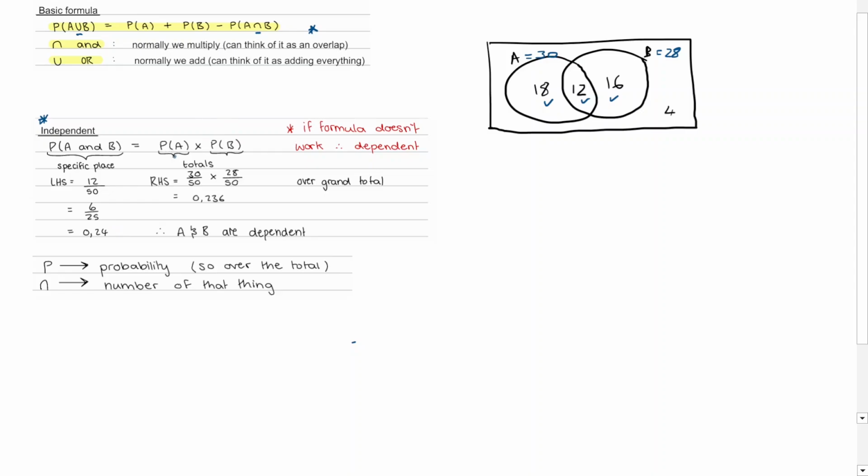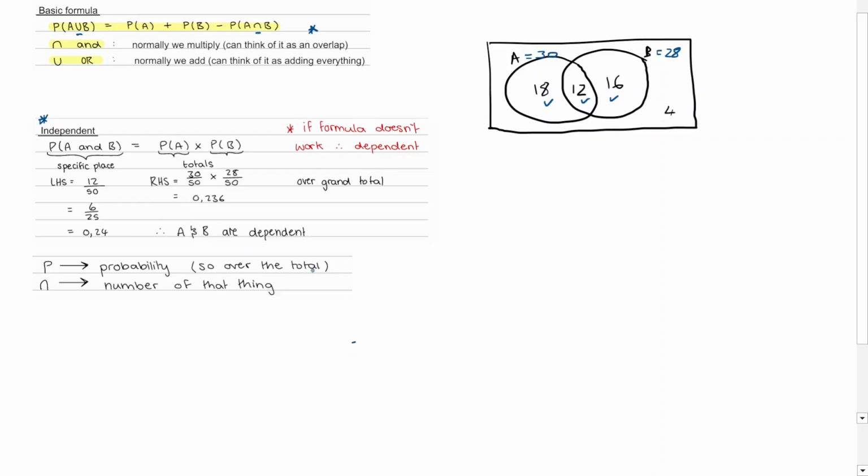And that should equal, if it's independent, the total of the probability of A, so it's 30 over 50 times the total of B, 28 over 50, which gave us 0.236. So they're very close, but they're not the exact same number, so they're not independent, therefore they are dependent.